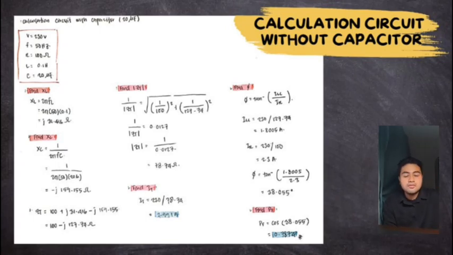From that phase angle we can find the power factor, which is equal to cos theta, and then we will get the power factor is 0.7874. If we compare the calculation and the simulation, yes, I can say that it's not exactly the same, but the results are actually close to each other.